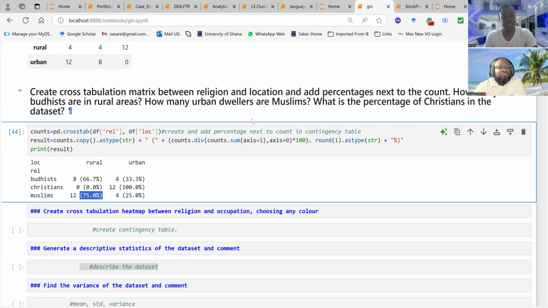I was asking so many questions and they came out. But ideally, for you to be able to get this, it should be the percentage. The question should be, what is the percentage of Christians in the urban center?